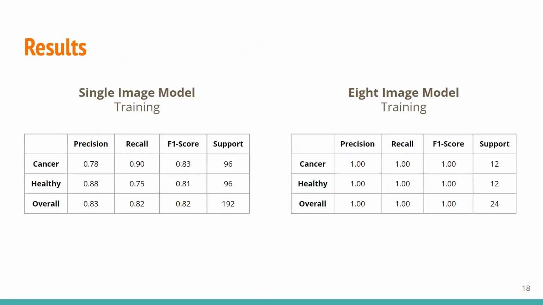So here are some of our results for the training. You can see that again, overfitting occurred in the 8-image model, and that the single image model doesn't seem to be overfitting on the training, and it's doing way better than random chance.